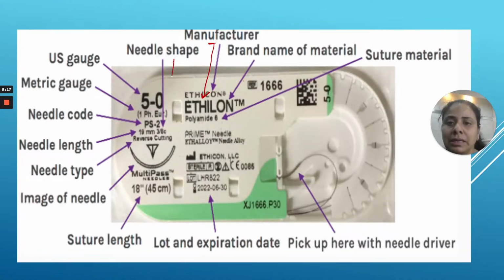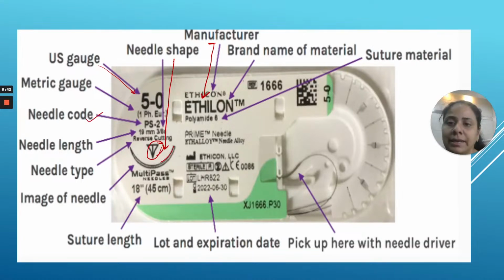Then comes the needle shape. We are going to discuss needle shapes in detail in the upcoming slides. Right now, you can say this is a reverse cutting needle. This is the structure of the reverse cutting needle, and this is how a needle looks. This is the gauge of the suture. I have already explained the gauge: the more zeros there are, the thinner the suture.